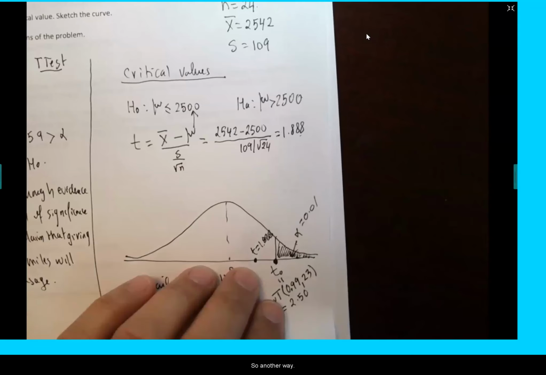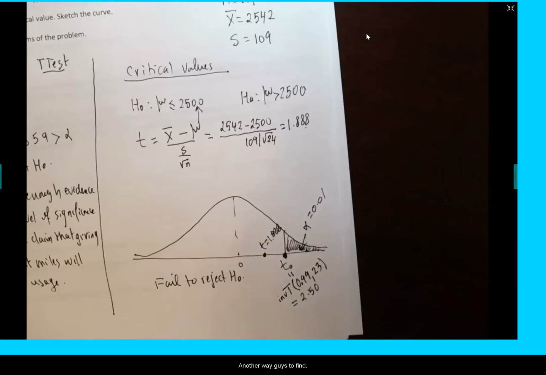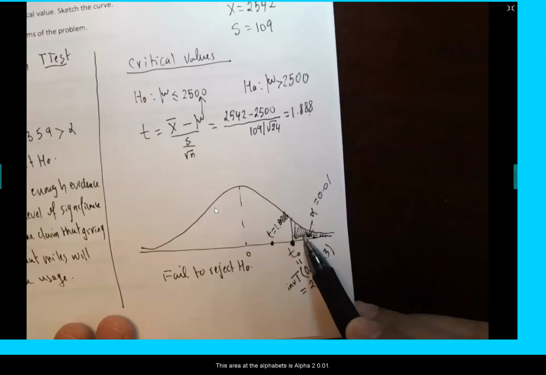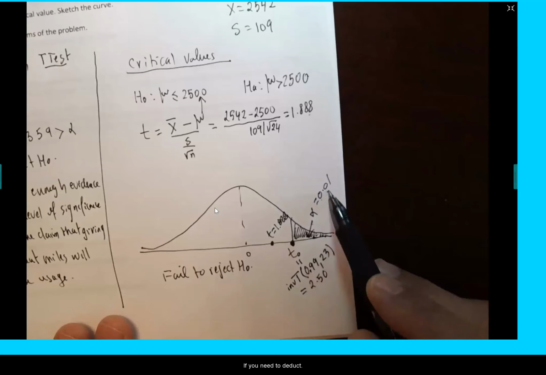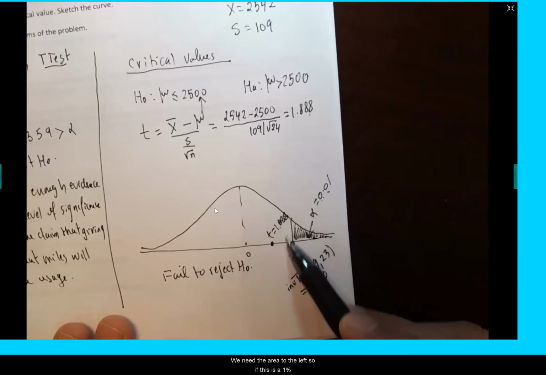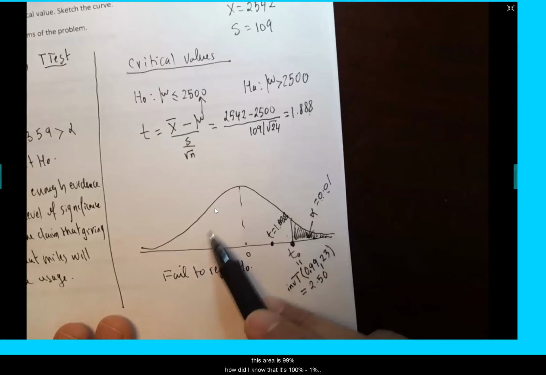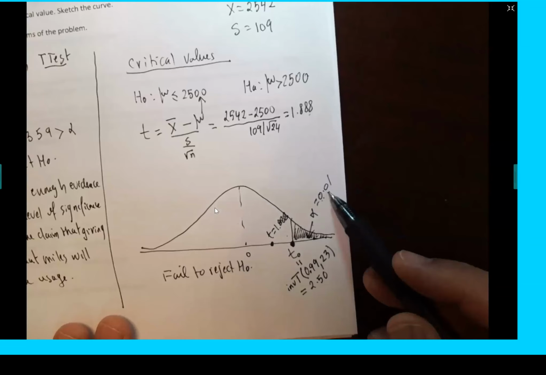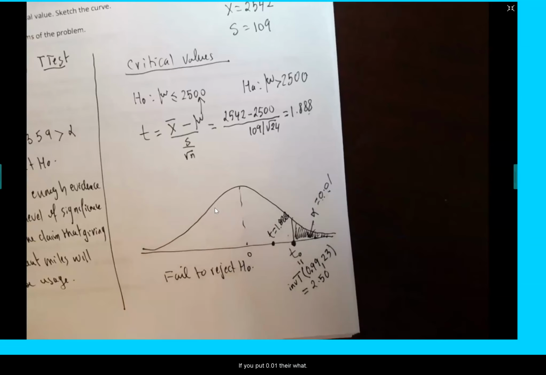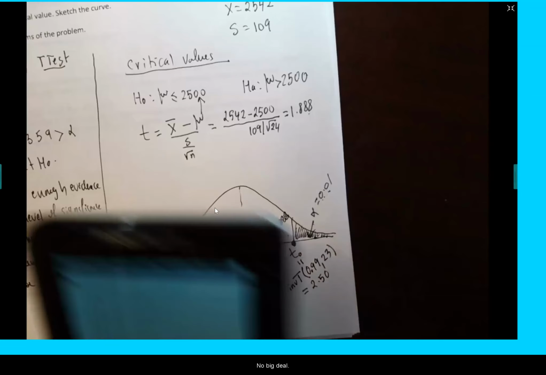Oh, somebody asked me, how did I get the 0.99? Good question. Okay. This area, this is alpha, which is 0.01. We need the area to the left. So if this is 1%, this area is 99%. How did I know that? It's 100% minus 1%, so I got 99%. But as I told you guys, if you put 0.01 there, watch. It's okay, no big deal.